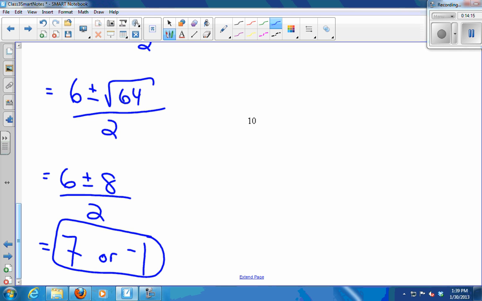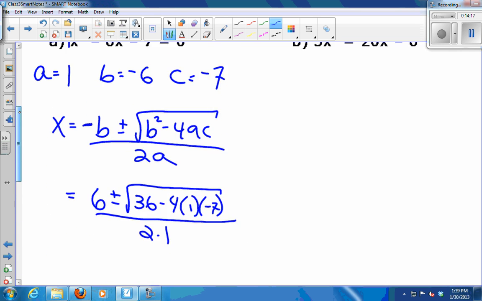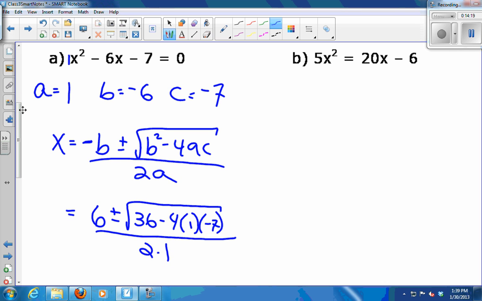All right, I want you to try the next one on your own. Discuss with your group if you get stuck. Keep in mind, you want to have everything on one side. You want to have one side be 0 before you start using the quadratic formula. So remember, you can't use the quadratic formula until one side of your equation is 0. So I'm going to move everything over to the left side by subtracting 20x and adding 6 to both sides.